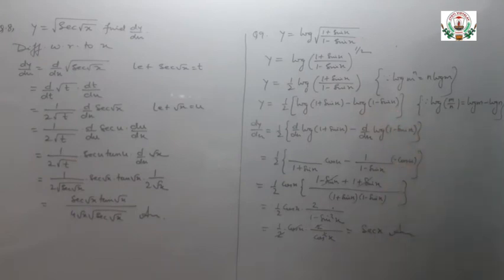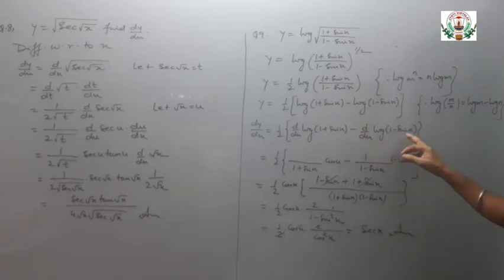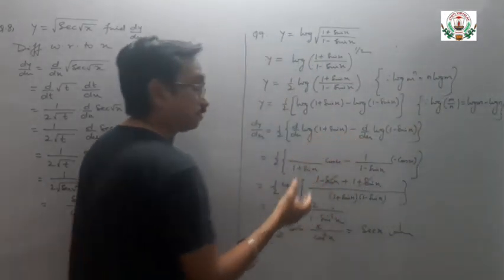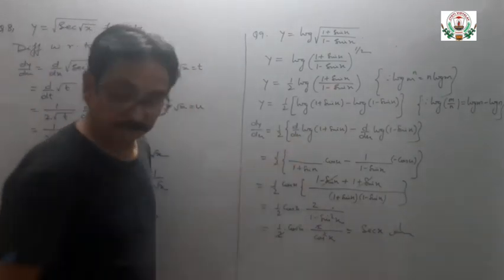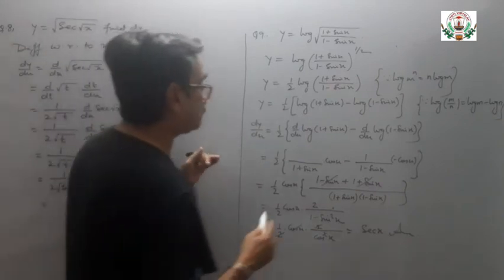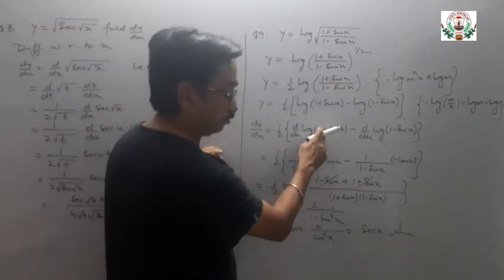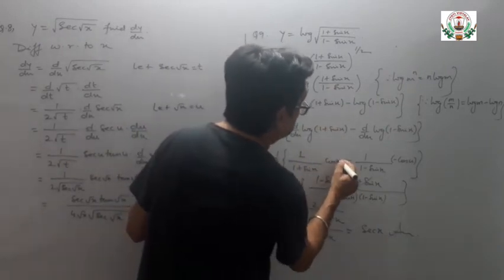Now differentiating with respect to x. D by dx of log (1 plus sin x), minus d by dx of log (1 minus sin x). So 1 plus sin x, in the same way, we will take it as t, and d by dt of log t will become 1 upon t. So it will become 1 upon 1 plus sin x, and d by dx of 1 will become 0, and d by dx of sin x will become cos x.